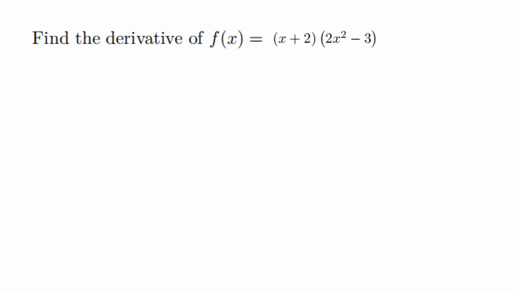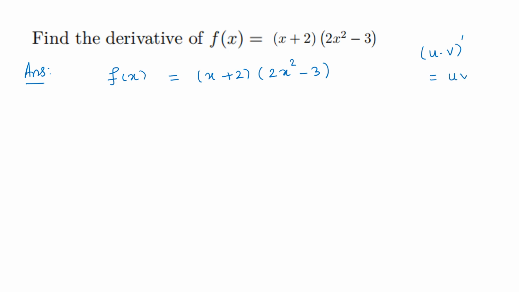Okay, so now I am using the product rule. So what is f(x) here? f(x) equal to (x plus 2) multiplied by (2x squared minus 3). Recall the rule: derivative of u times v equals u times derivative of v, then plus v times derivative of u. Same idea here. So I am finding the derivative of f(x), it is f'(x).